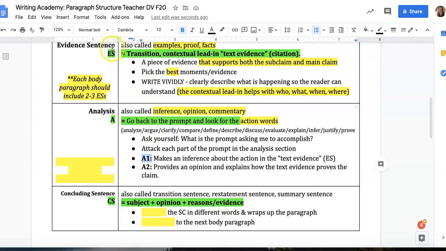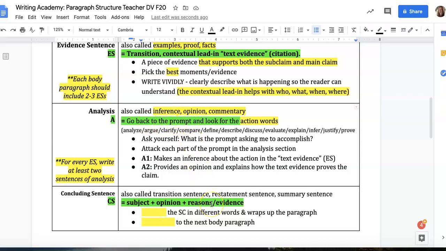So, for every evidence sentence you should have at least 2 sentences of analysis. We want a balance where your thinking and your explanation is actually longer than your evidence. So your evidence gives the facts that are provided in the book, but then your analysis explains how that is relevant and how it answers the prompt that has been asked.